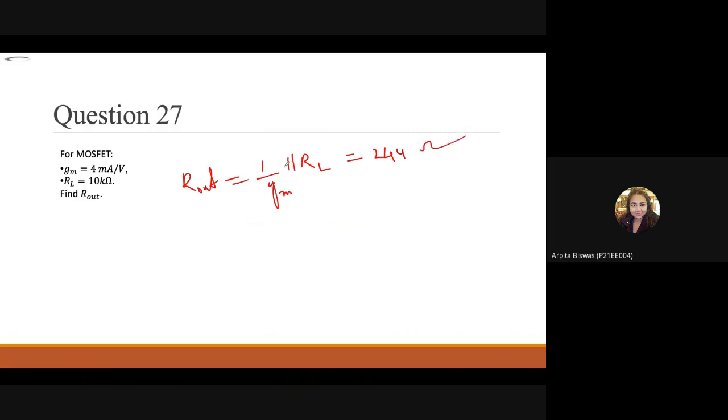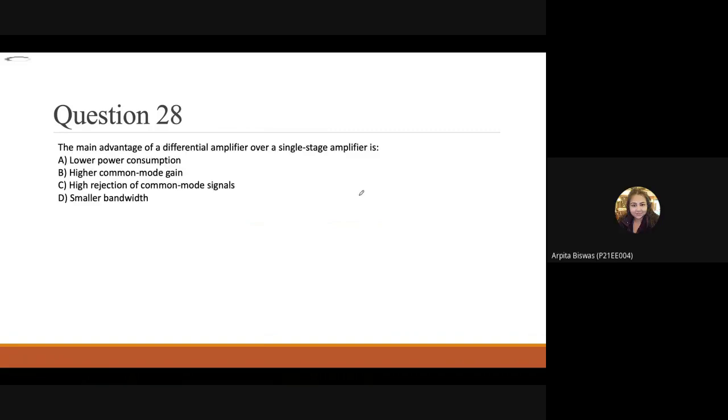Jane, are you getting the same answer? Yes, ma'am. This is question number 28. The main advantage of a differential amplifier over a single stage amplifier is. So find out the right option here. The advantage of a differential amplifier. C, ma'am. Yes, option C is the right answer. High rejection of a common mode signal.